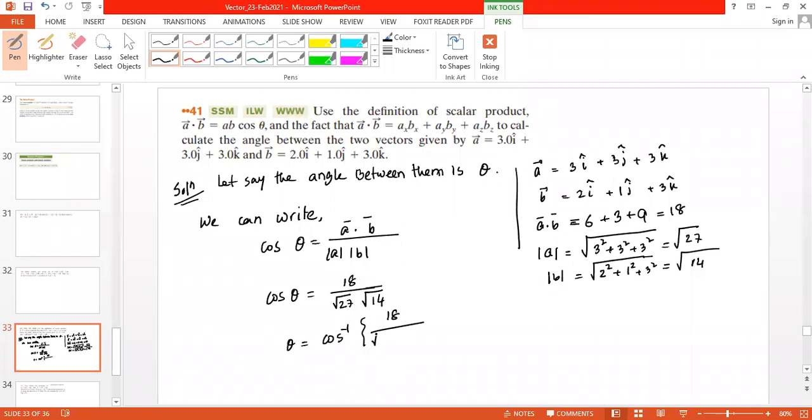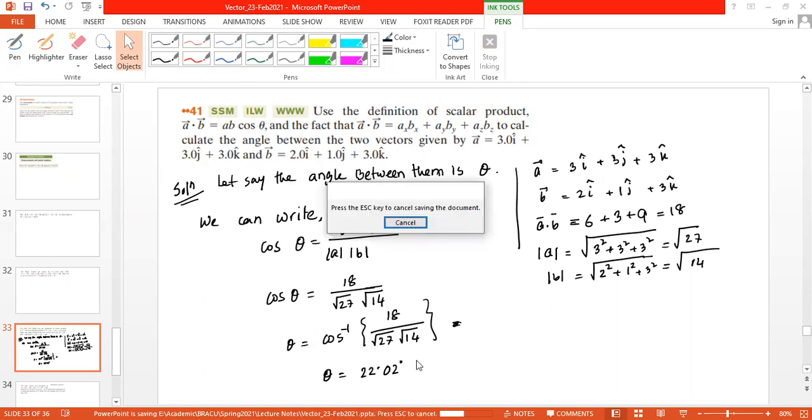Guys, do you have a calculator with you? Any of you? Yes, sir. Can you calculate it and find the value for me, please? Sir, the value is 22.02. So let's say theta equal to 22.02 degrees. So this is how we can find the angle between two vectors.